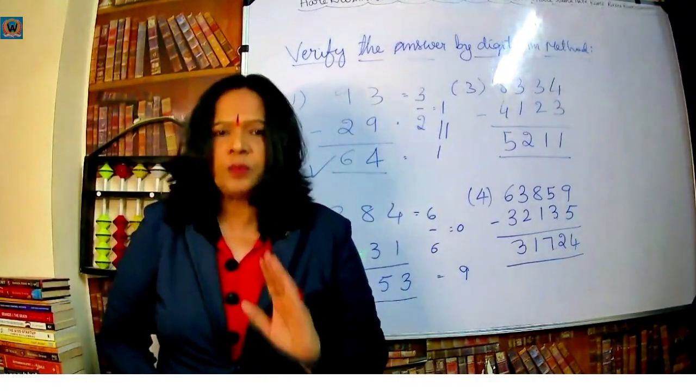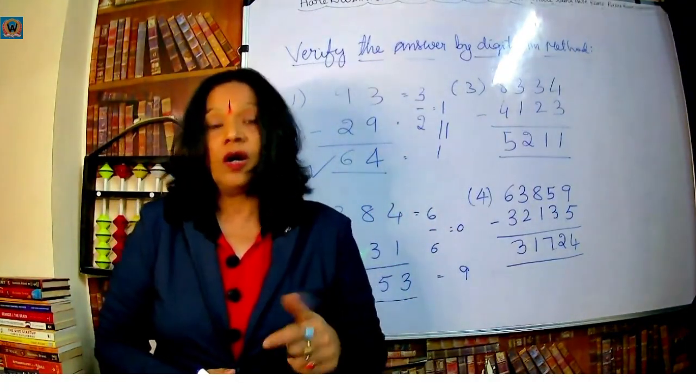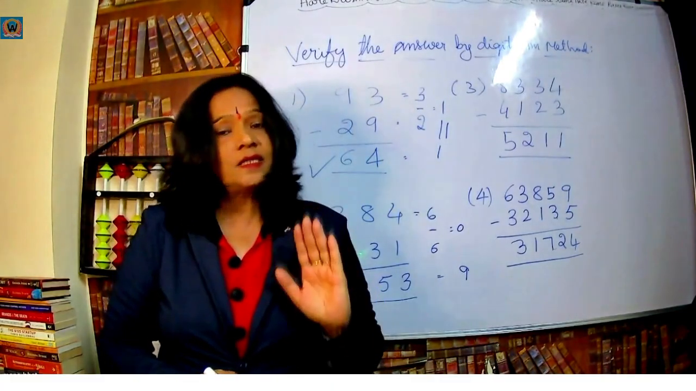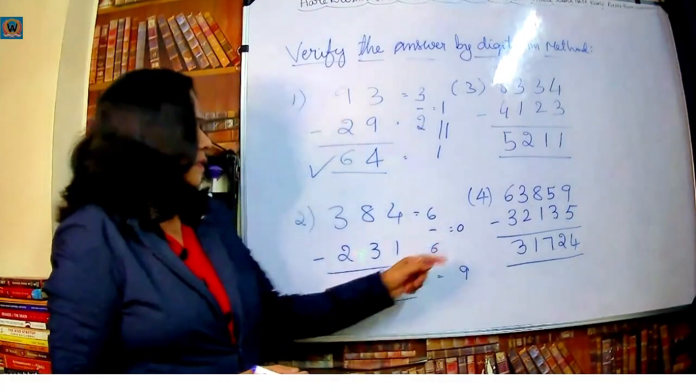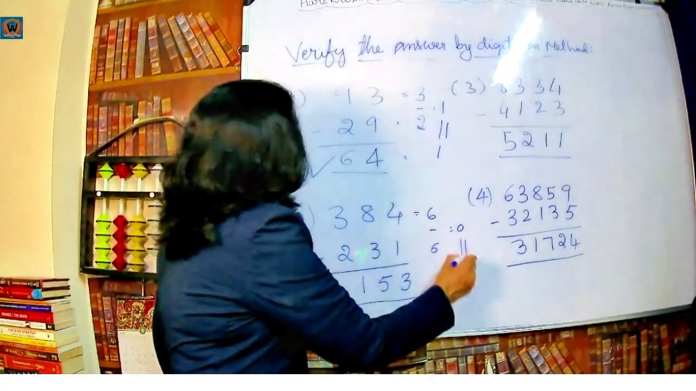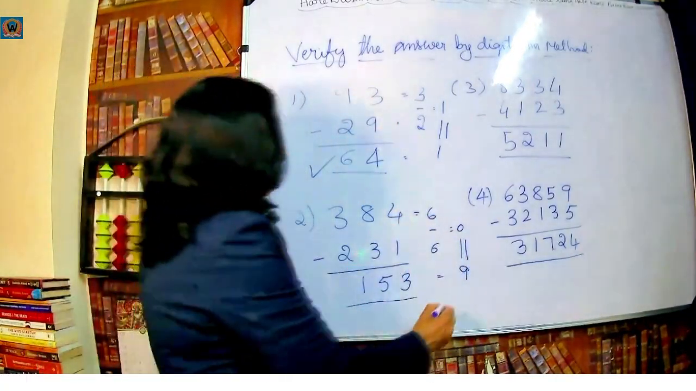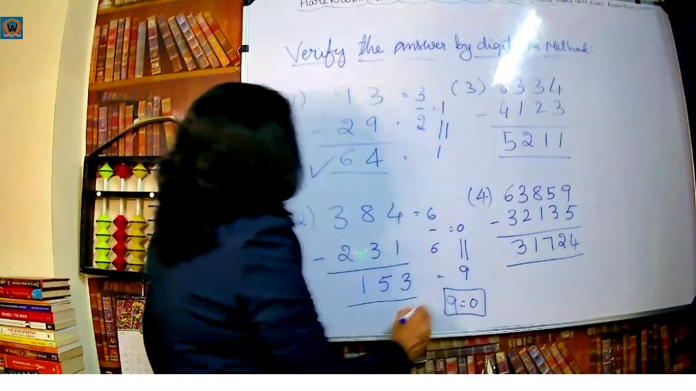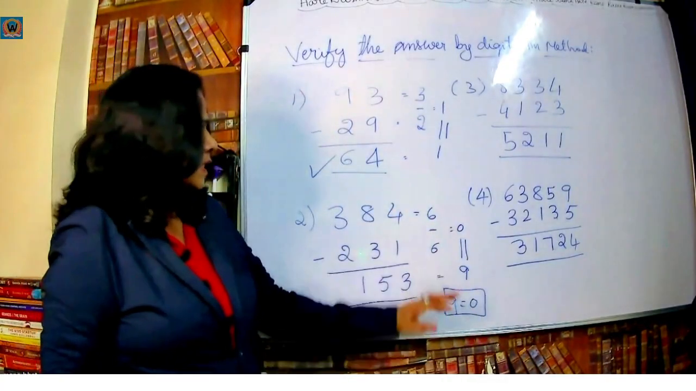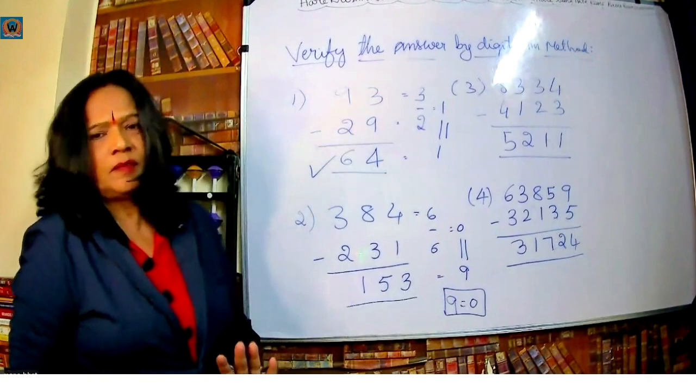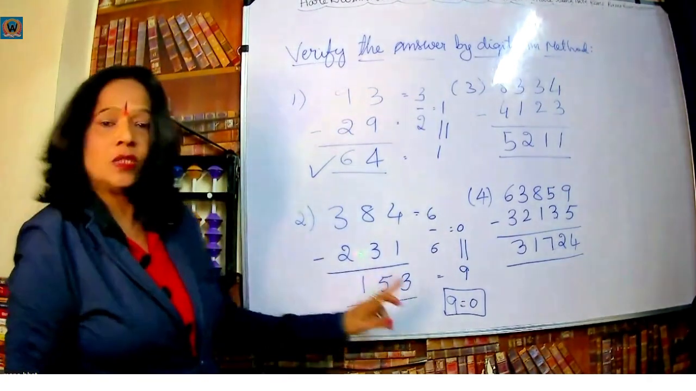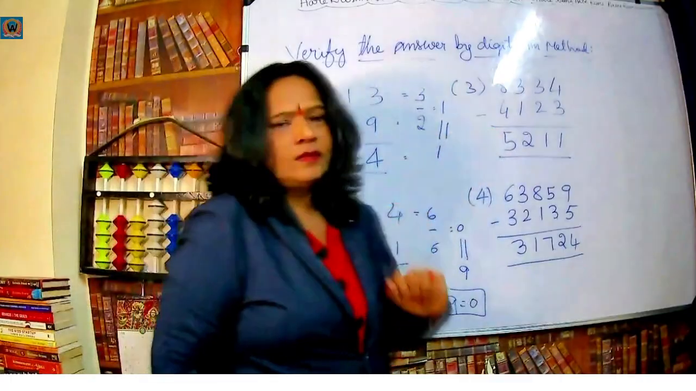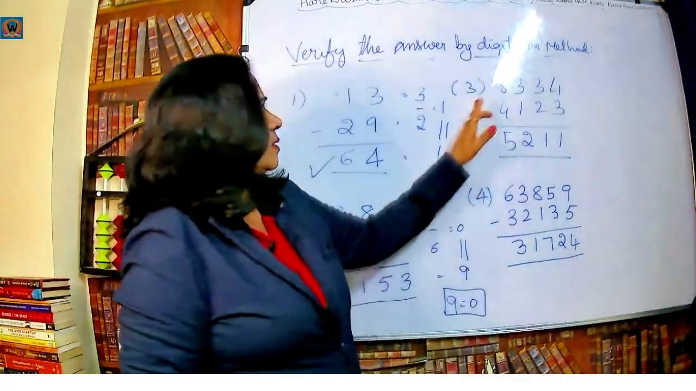So if you get 0 or if you get 9, both are considered the same. So this is also correct. So here we will take 9 is equal to 0. 0 is equal to 9. If you get 9 or 0, both will be the same, we consider. Okay. So this is also correct. And see the next one. Next one also we'll check.